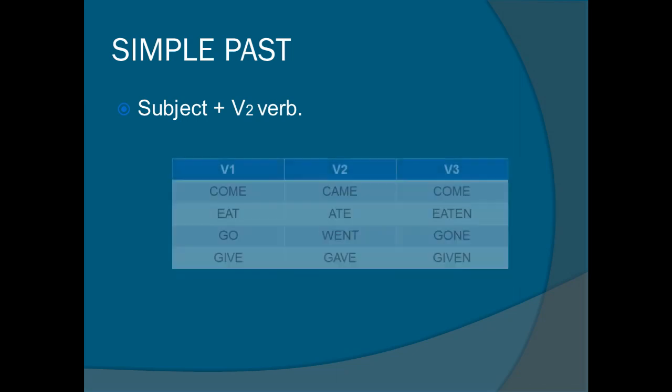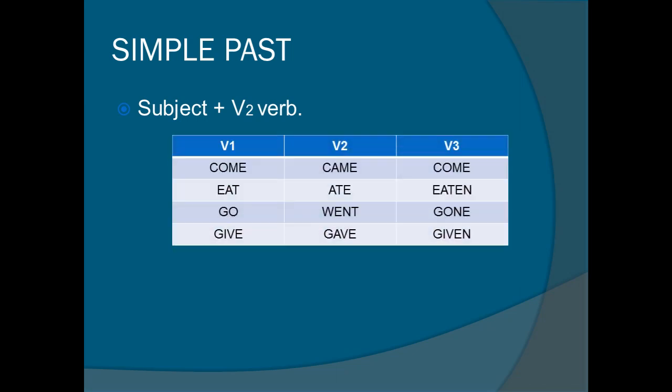Listen, we make past simple with subject plus V2 verb, that is the second form of the verb. For most verbs we add ed to make the past form, but for certain verbs that is not possible. See the example: come, came, come. Come is the V1 form, came is V2, and come again is V3. Eat, ate, eaten. Go, went, gone. Give, gave, given. These types of verbs are called irregular verbs. There are no rules to make past forms with them. So memorize the correct forms.